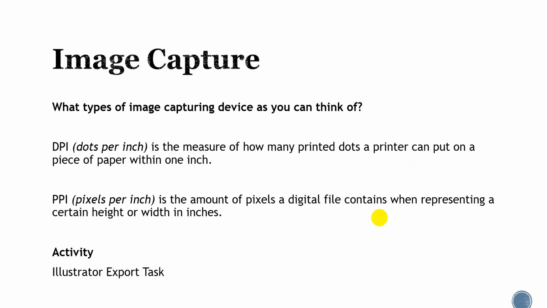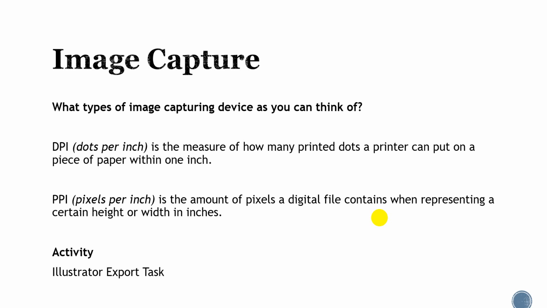Image capture, obviously we looked at before, but when we talk about image capture, we're talking about this sort of information that's relevant. Okay, so DPI stands for dots per inch. Basically, dots per inch is the measure of how many printed dots a printer can put on a piece of paper. So basically how much detail, how close together can those dots be? That's how rich the image can be.